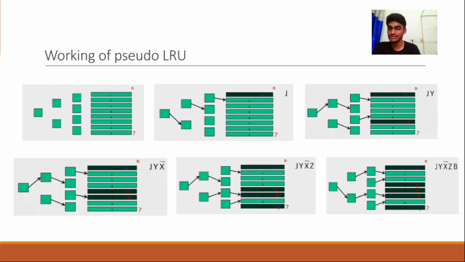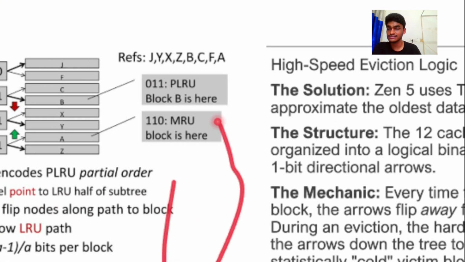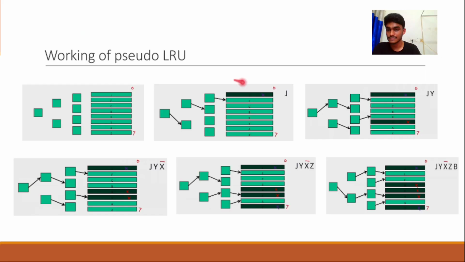If we take an example, let's say an 8-way set associative cache, the working of it is basically this: let's say in this example J is referenced, so the path goes upward from the root node to the child node, from the child to its child node, until finally it is accessed. So here the LRU path is opposite to this. In the first case the reference is upward, so the LRU will be in the downward direction.